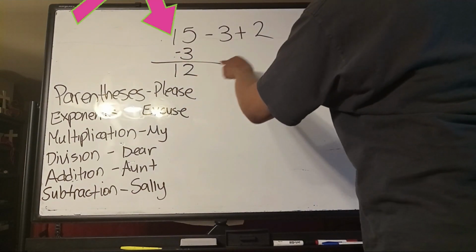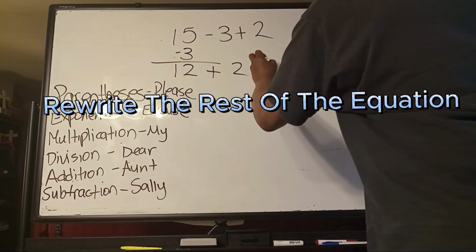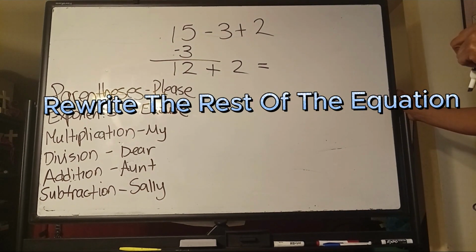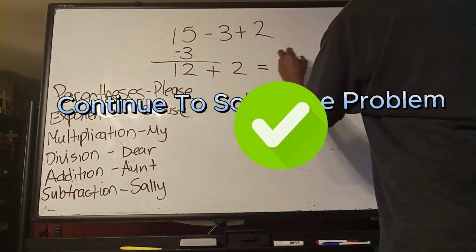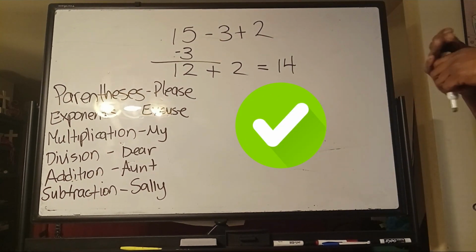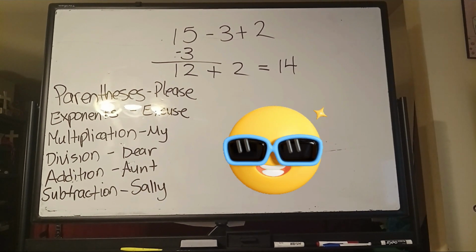So now you have 12, and all I'm going to do is add my 2. I'm at 12, I'm going to count up 2. 14. Exactly. And now I get an answer of 14. Okay? And that's how you solve that. Great job. Hope you're learning it.